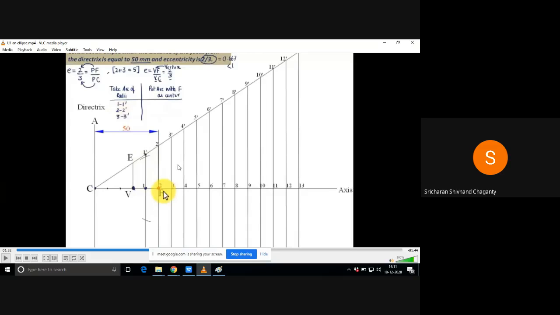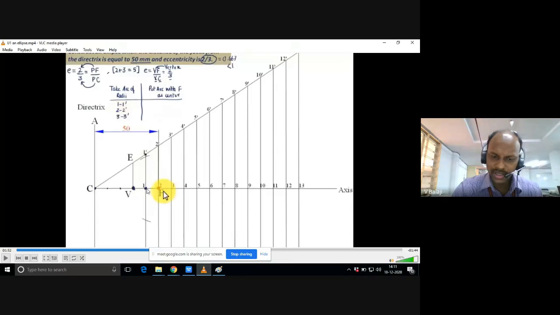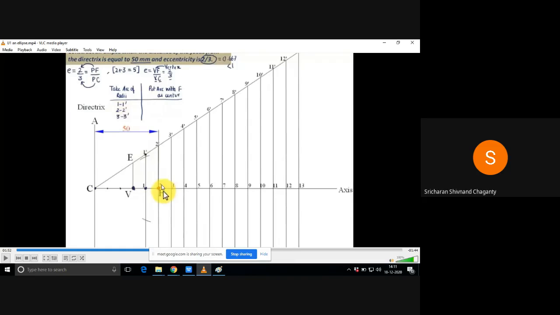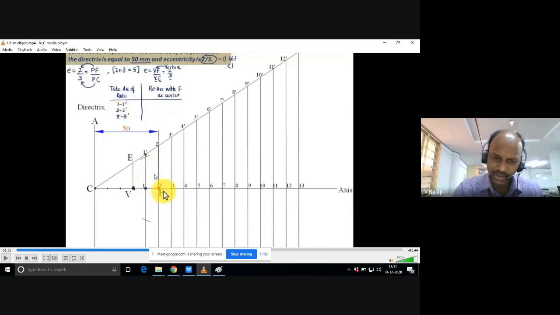We should take 1 dash and draw the arcs from the focus, sir. 1, 1 dash is the radius, and from the focus we have to draw the arcs. Yes, from the focus you need to cut two arcs. One is above the axis, I am showing you here, and below the axis also, on the same 1, 1 dash line, you have to cut the arc.